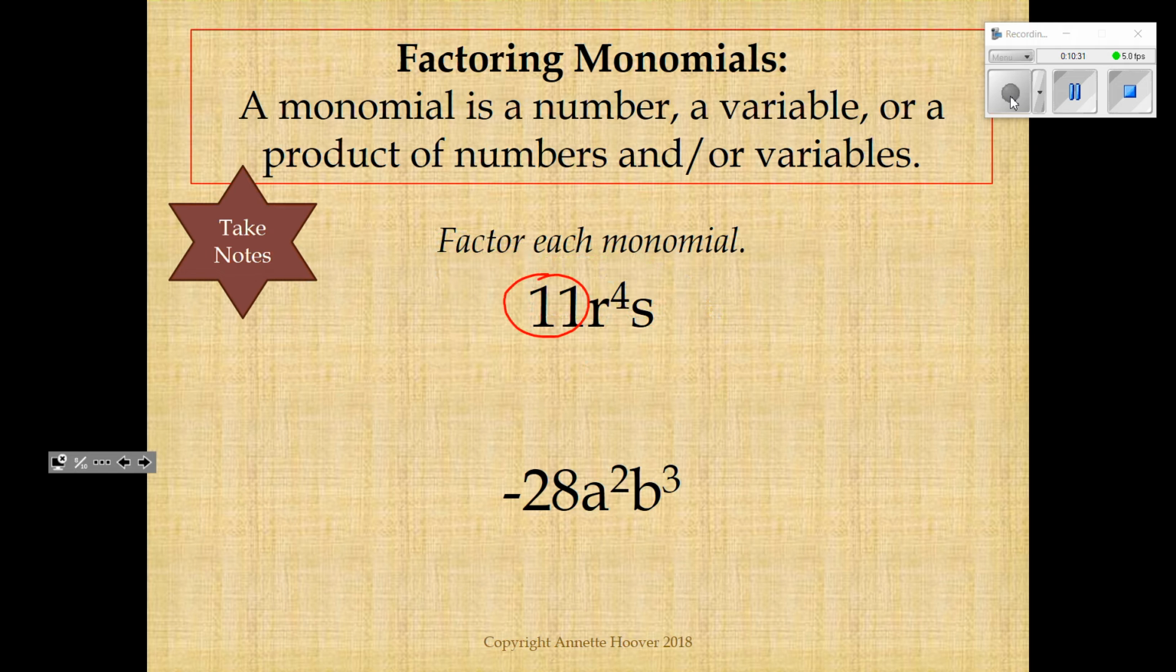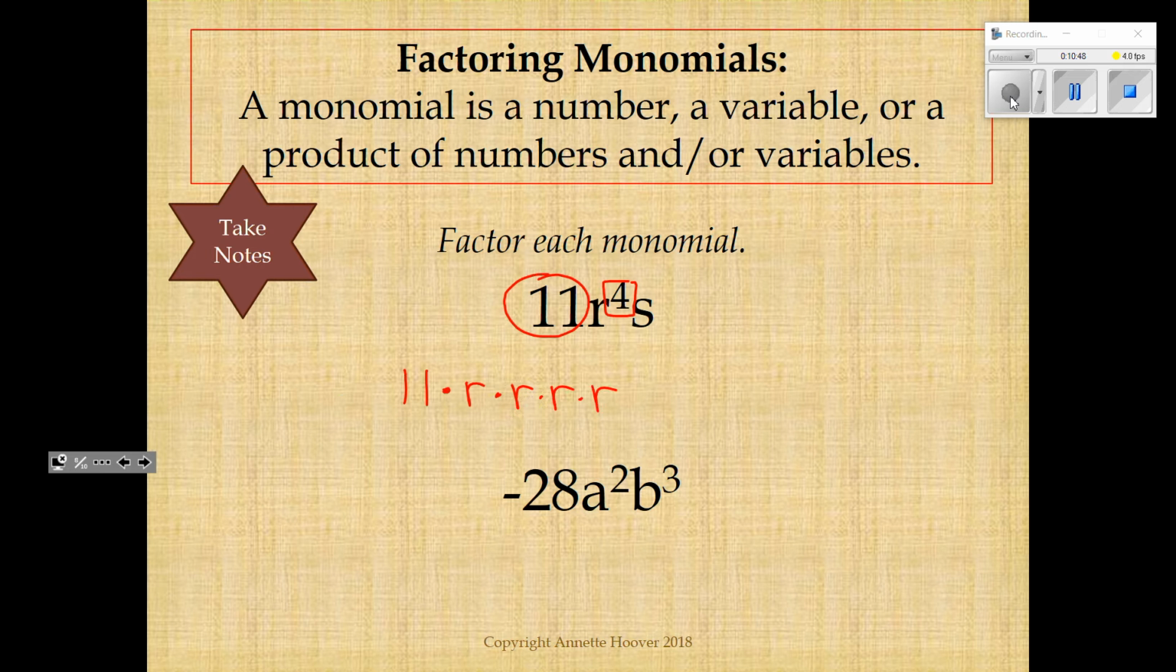Is 11 a prime number? Well, it happens to be a prime number, so we don't have to break that down any. So that's just 11. R to the fourth power. What do you multiply together to get R to the fourth power? Well, it tells you right here that you have 4 of them. So that's R times R times R times R.